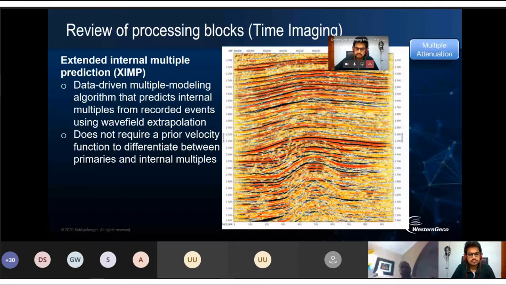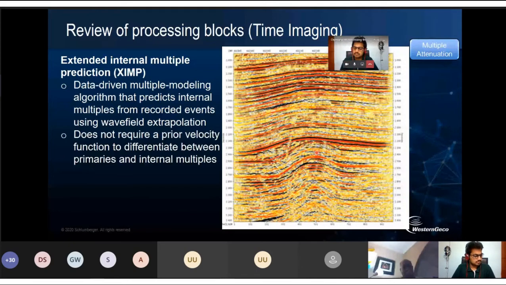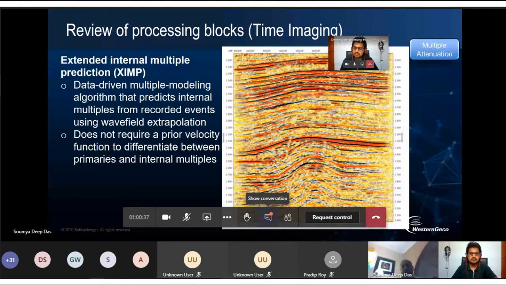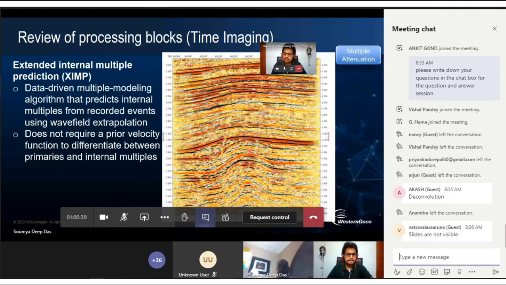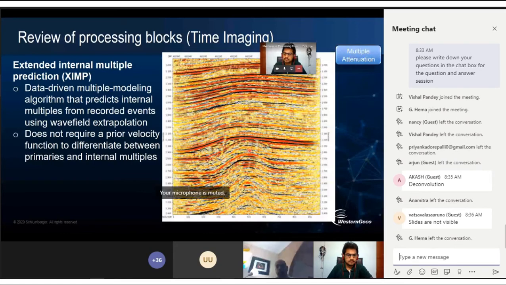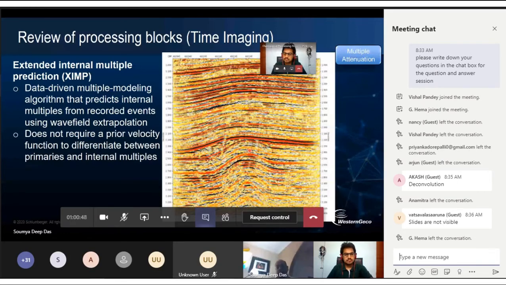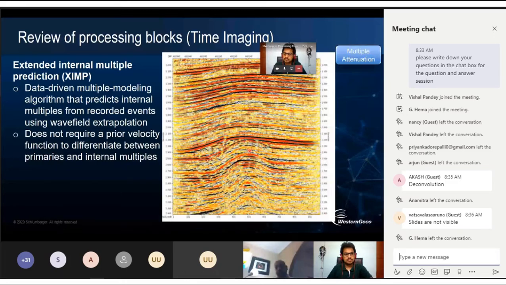But as I said, it is a very expensive and intensive process, but very effective. There is another flavor of that, which is inverse scattering internal multiple prediction. Basically, it works in the post-stack domain, where it uses the horizon or works without the horizon to predict the multiples. It also predicts the diffractions and all other head waves and diving waves. So it's pretty much effective in the post-stack domain.